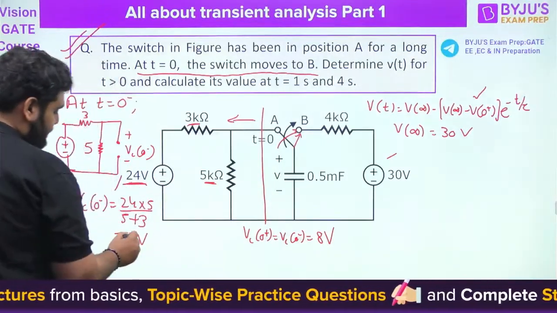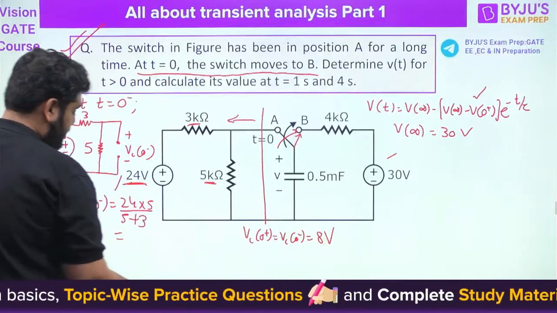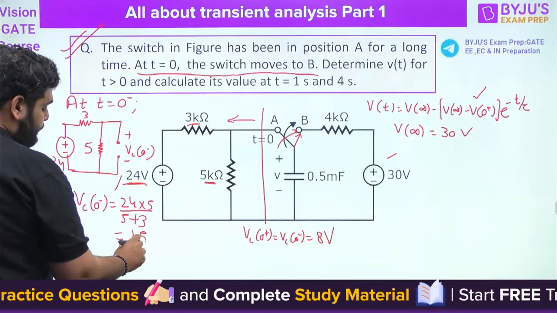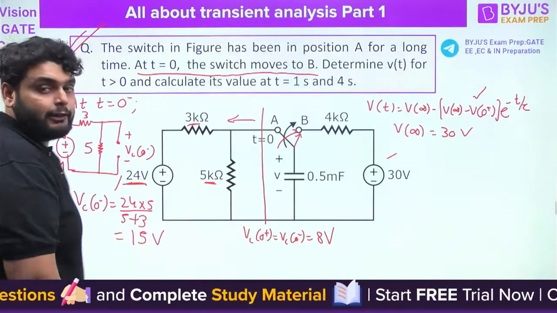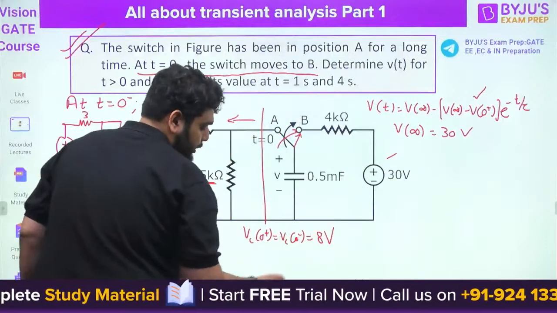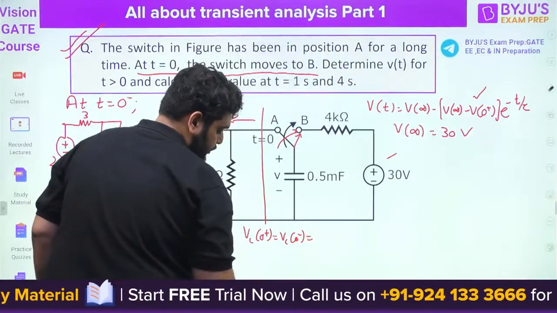Correct. I have done a calculation mistake here, but you are correct. 5 just 15. 15 volt. Correct. 15 volt होगा, है ना? Correct. So it is also 15 volt.